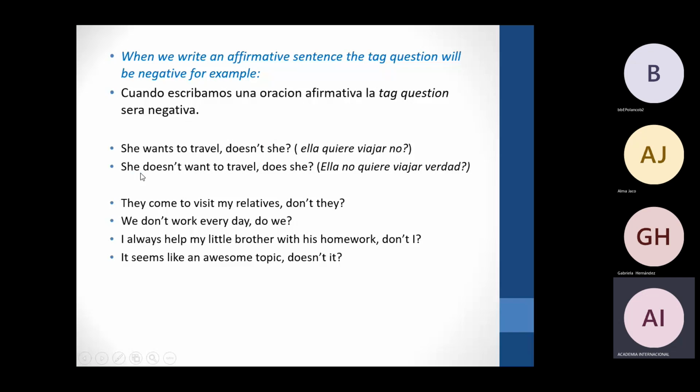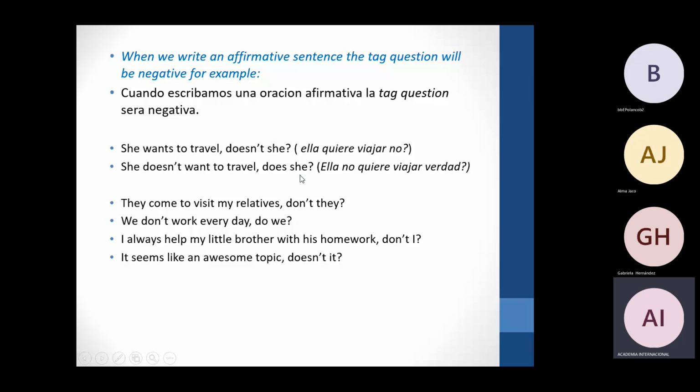And this is the opposite. Y esto es lo opuesto. She doesn't want to travel. Does she? Ella no quiere viajar, ¿verdad? She doesn't want to travel. Does she? Bien, ¿se entienden estos dos ejemplos? Bien. Aquí está negativa. Here we have a negative sentence, and the last sentence is affirmative. She doesn't want to travel, does she?